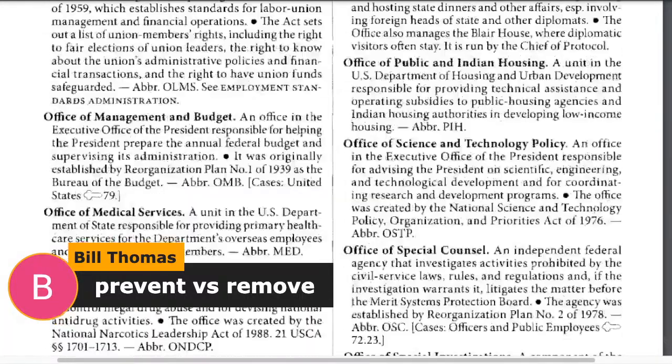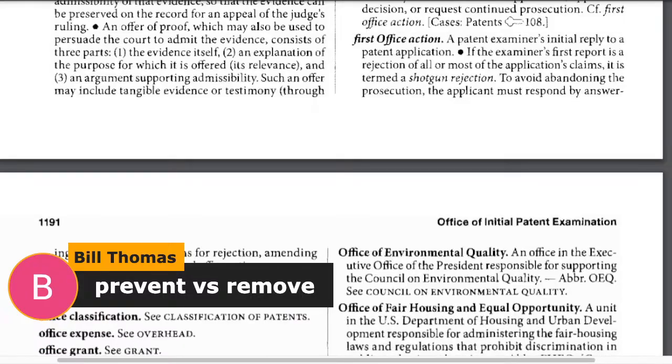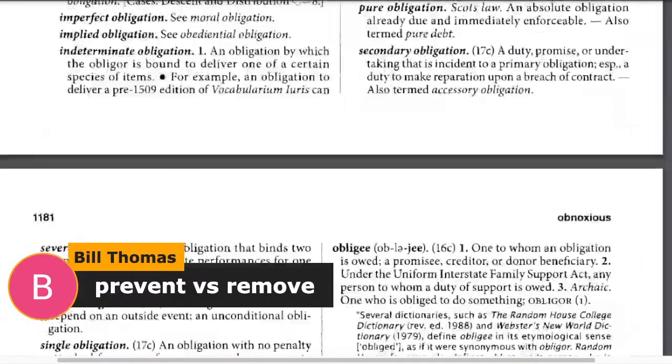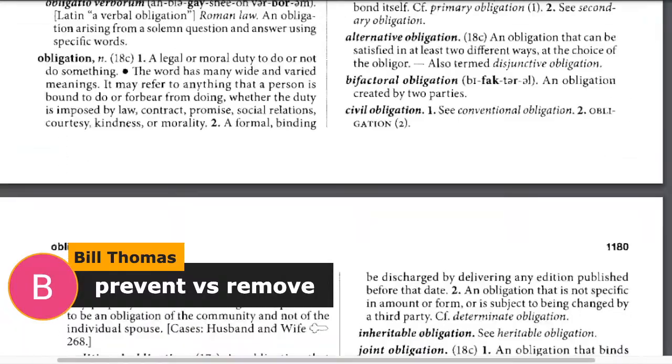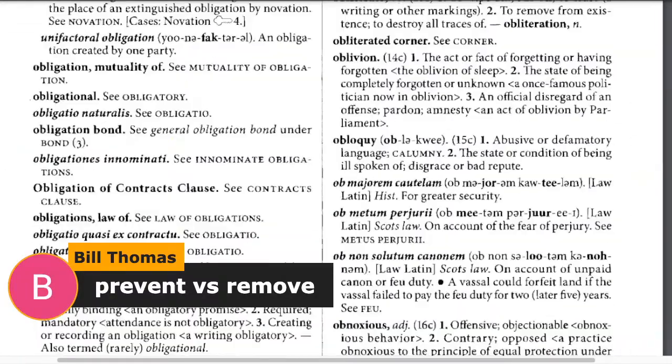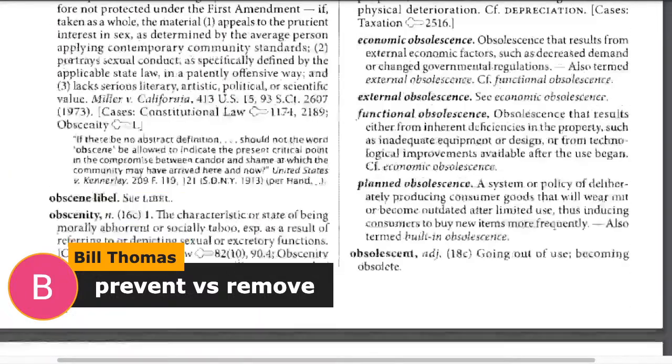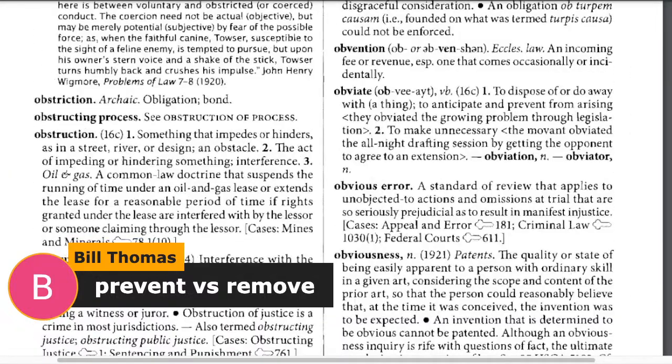All right, obviate. All right, here we go. We should be close to it now. Obnoxious, observer, obviate. Here we go. Let's see if we're on screen fully. Yes, indeed. 16th century, to dispose of or do away with a thing, to anticipate and prevent from arising.